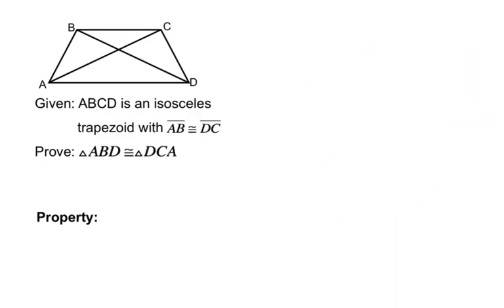Knowing the fact that base angles are the same, given that ABCD is an isosceles trapezoid with the givens, can we prove that triangle ABD has to be congruent to triangle DCA? So the red triangle and the blue triangle have to be congruent to each other.